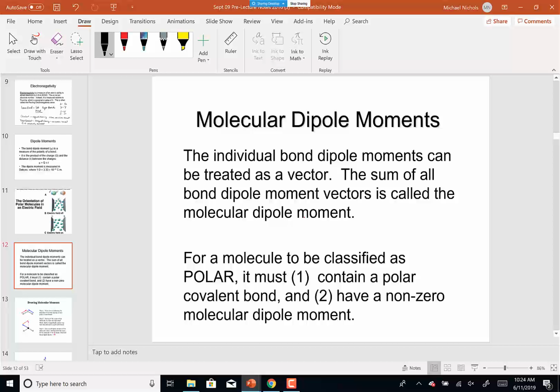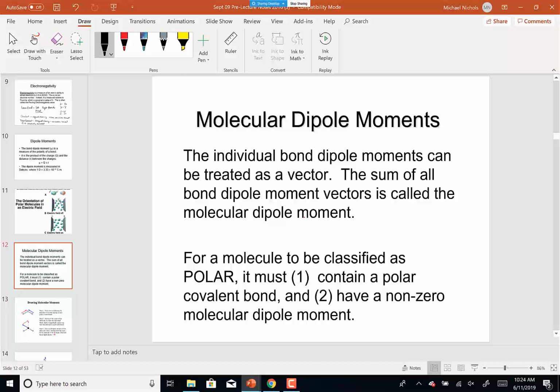Because then there's some level of polarity there. But not a CH bond. CH bonds are not going to give us a polar covalent bond. It'll give us a relatively non-polar covalent bond. But it also has to have a non-zero molecular dipole moment.